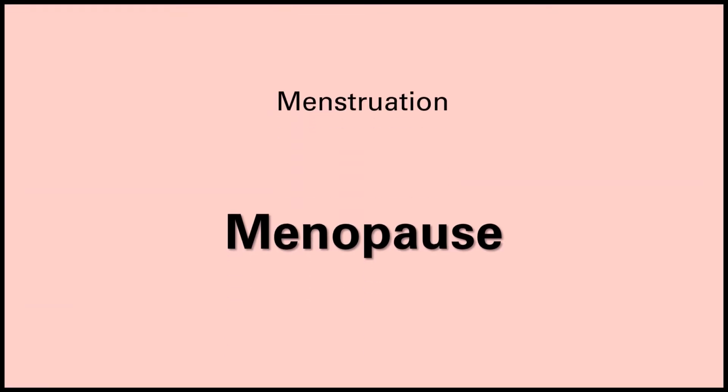Now let's conclude the menstruation section of the topic list with menopause. Menopause is a cessation of the menstrual cycle, and it's defined by 1 year or more of amenorrhea due to the loss of ovarian function. The average age of menopause is 51 years.